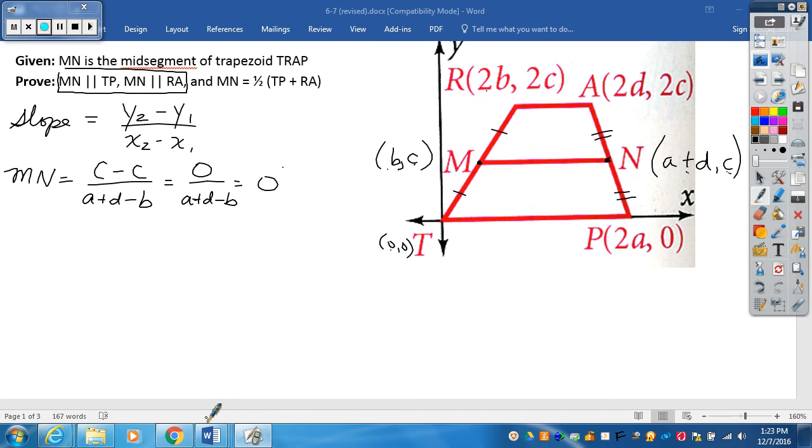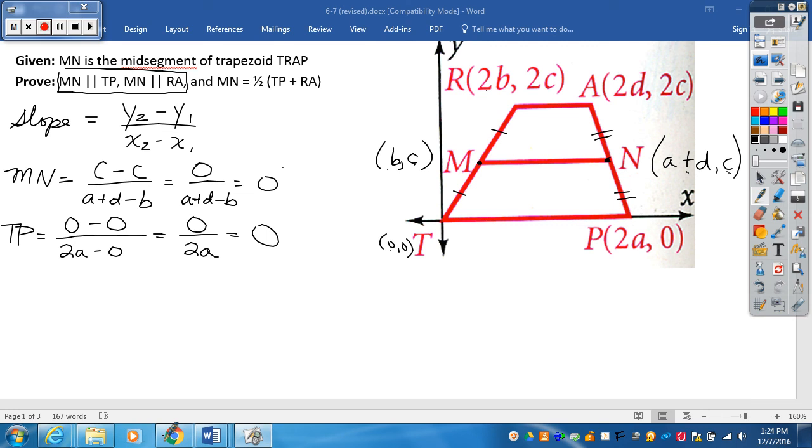Now I'm going to continue on with TP and RA. So TP has a slope, okay, of, so let's go ahead and do this, 0 minus 0. Okay, those are the y values. Over, I'm going to say 2a minus 0. Okay? And again, I hope you know where I'm getting the x values and the y values there from T and P. If not, you might want to ask someone what I'm specifically doing there. 0 minus 0 is obviously 0. 2a minus 0 is 2a. And it simplifies down to just a slope of 0. Okay, so right now I've proved that those two lines are parallel to each other because, again, they have the same slope.